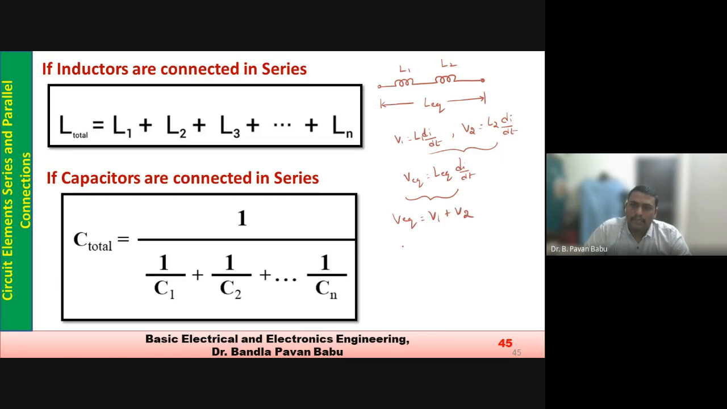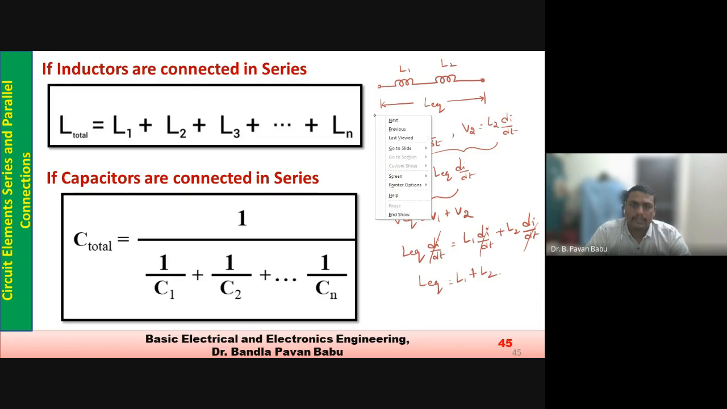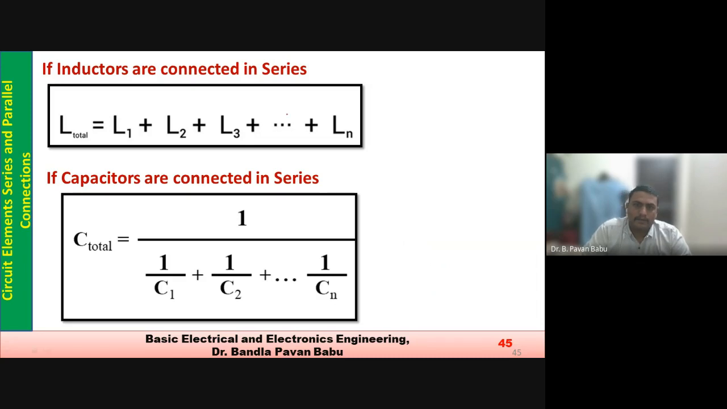Then L equivalent into di by dt is equal to L1 into di by dt plus L2 into di by dt. Then this di by dt gets cancelled if I take it as common. So the equivalent is L1 plus L2. If n number of inductors are connected in series, the value is L1 plus L2 and so on up to Ln. In the same way, I can go for capacitors.